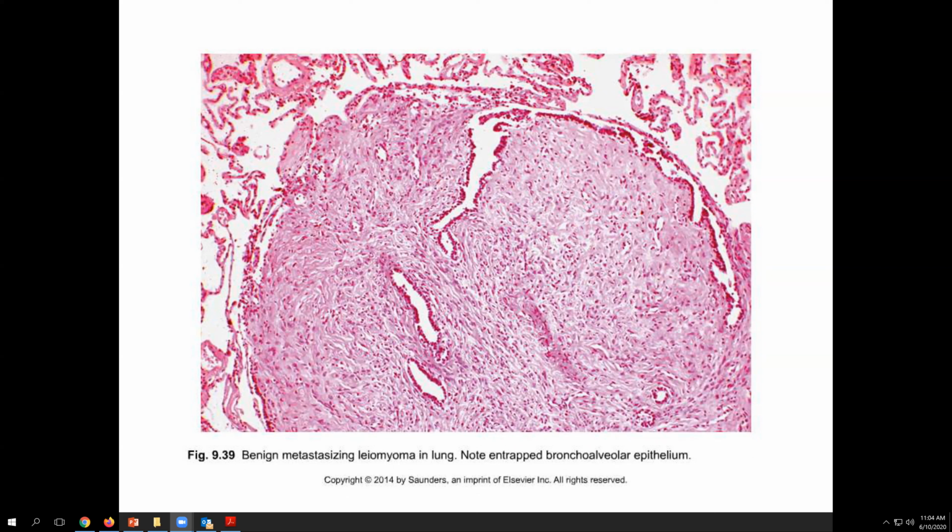As I indicated, we're going to post some digital slides and present video with some of those to further illustrate and give practice in distinguishing some of these lesions.